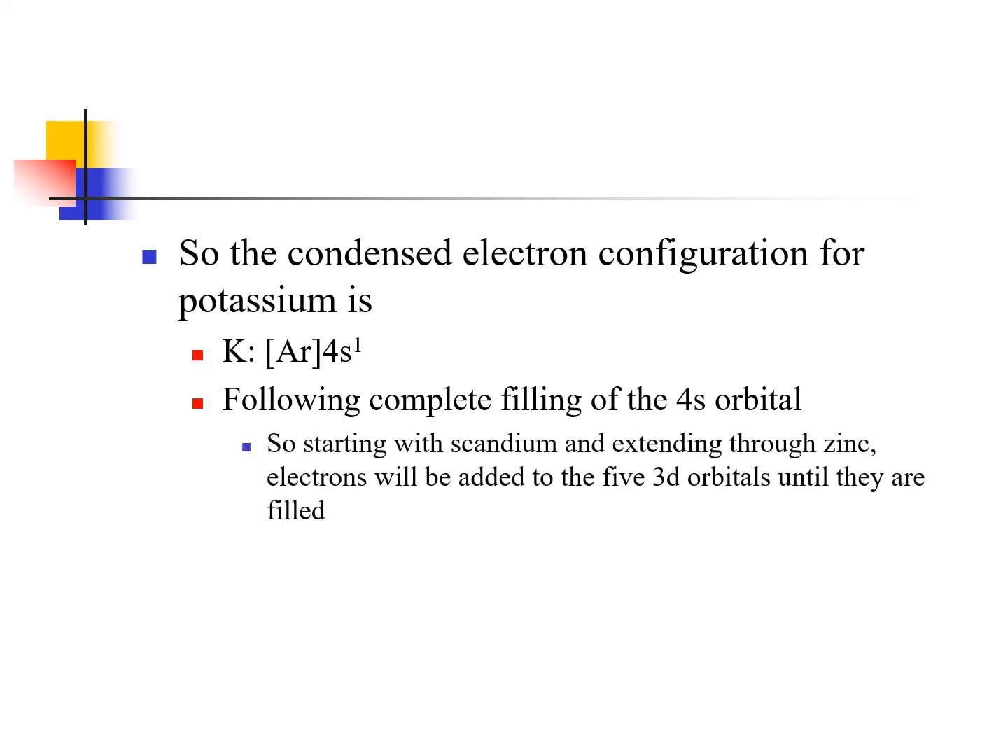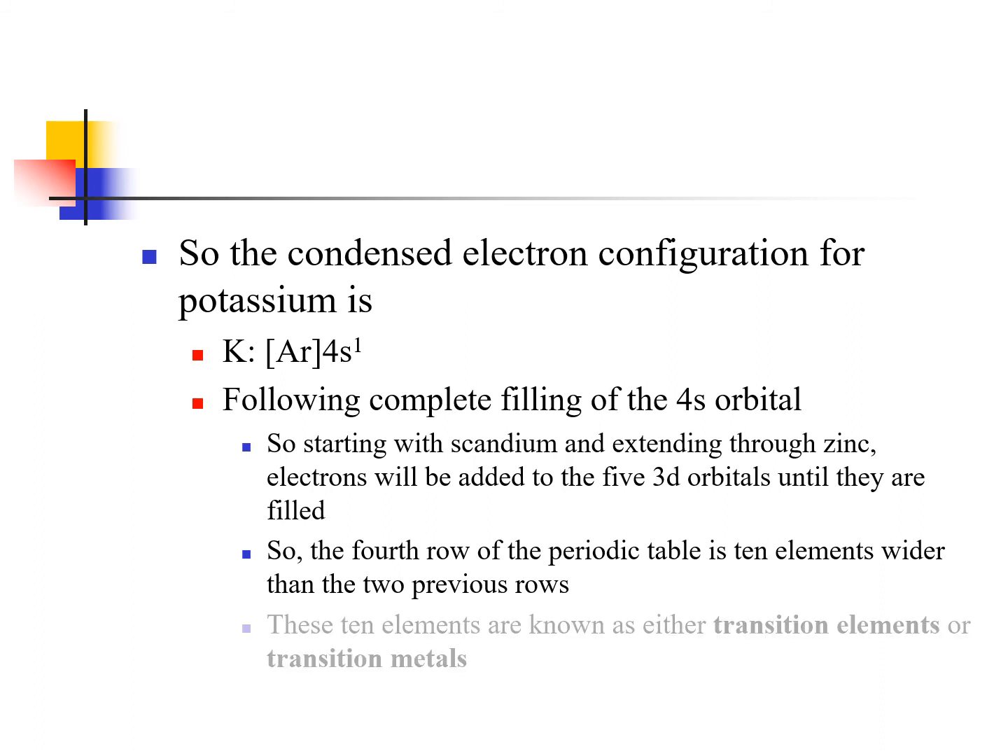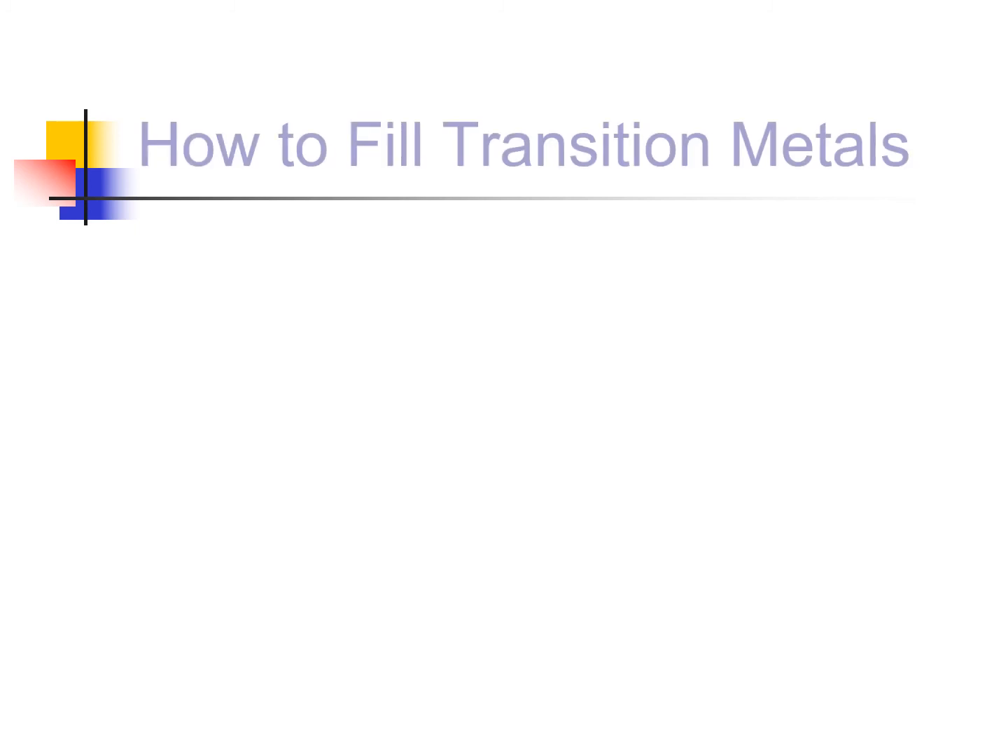Following complete filling of the 4s orbital, starting with scandium and extending through zinc, electrons are added into the 3d. So the 3d was skipped in favor of the 4s. And because we now have this extra d sublevel, that's why starting with period 4, the periodic table extends 10 elements wider. And we call all the elements in that extension the transition elements or transition metals.